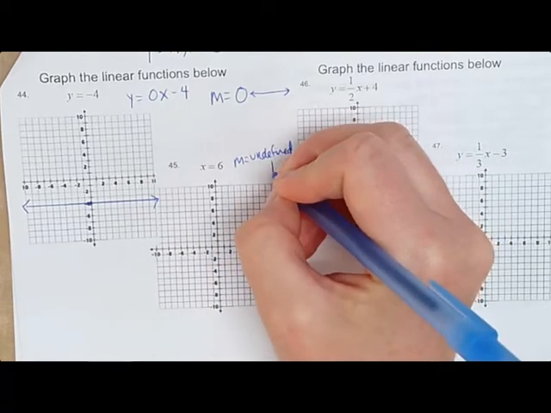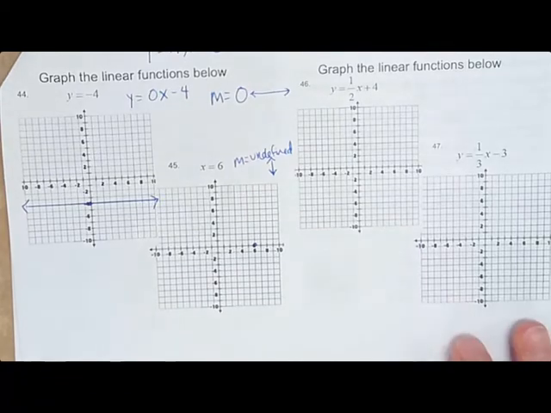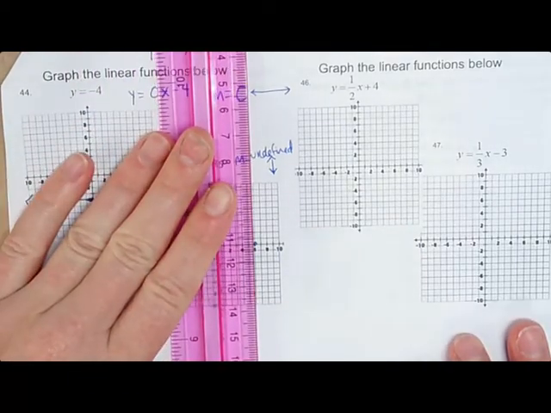Undefined means it's a vertical line, and it's going to be at x equals 6. So it's going to be vertical.